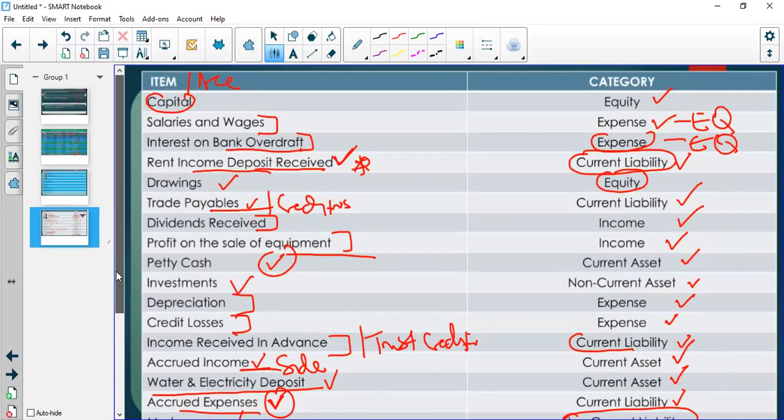So how did you do in this? Did you get it right? So this was just a mini exercise.